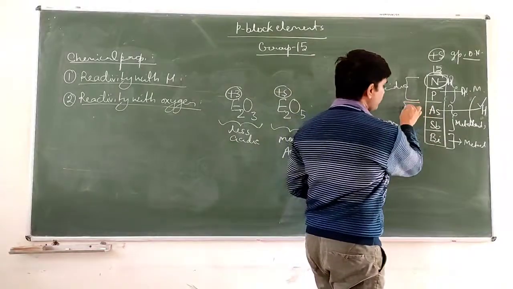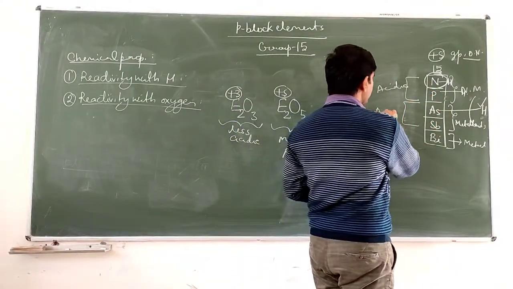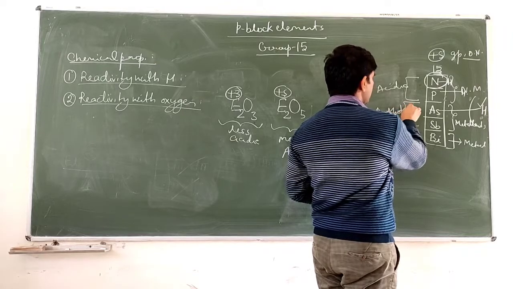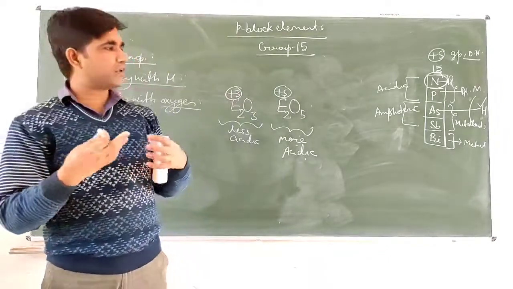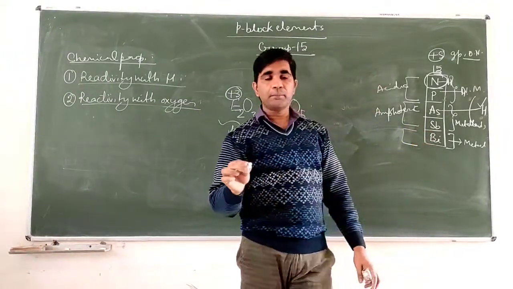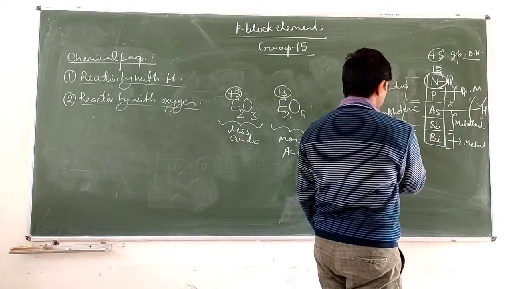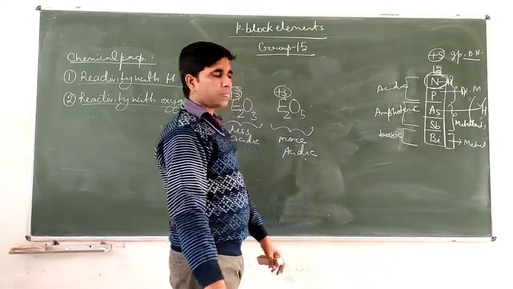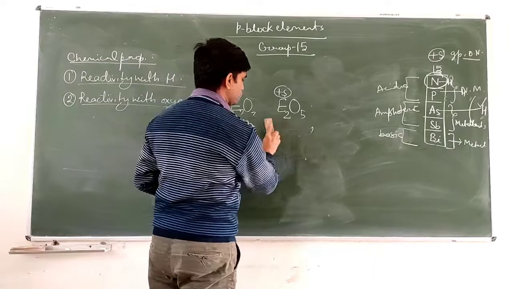The oxides of arsenic and antimony are amphoteric in nature. Amphoteric means which can react with both acid and base. The oxides of metals are always basic in nature, so the oxide of bismuth is basic. Is it clear? Now we discuss the next topic, that is reactivity with halogens.